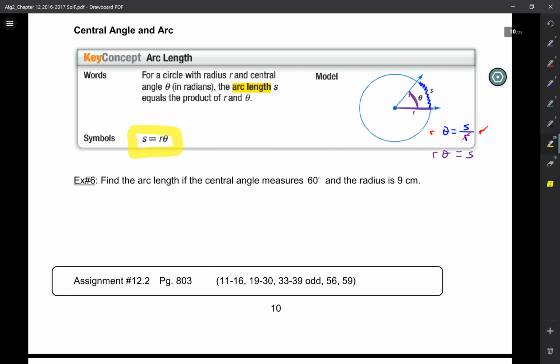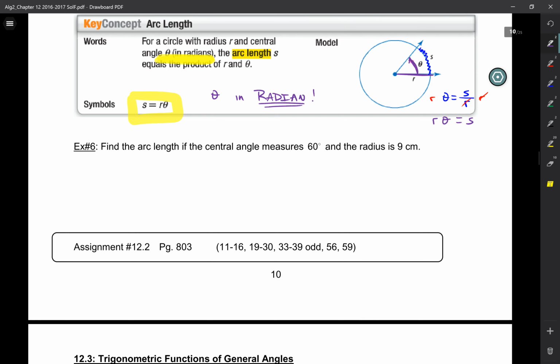Now, this is the process of how we find the radian angles. That means in order to be able to use this, your angle must be in radian, theta in radian. I have to say, this is probably the most common mistake I get on these problems. Otherwise, it's so straightforward.